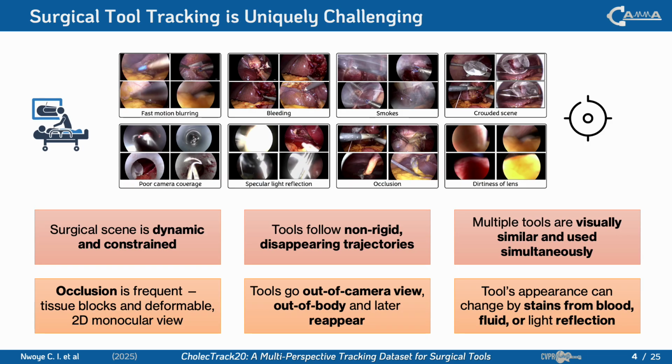Unlike general tracking scenarios, surgical scenes are dynamic, constrained, and complex. Tools don't follow fixed patterns. They often become occluded by anatomy, share similar appearances, or disappear entirely when removed from the body. Frequent reinsertion and visual obstructions like smoke and bleeding add further complications, making re-identification and continuity highly non-trivial.